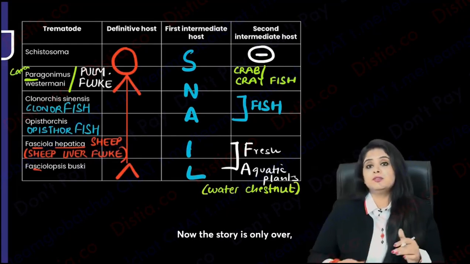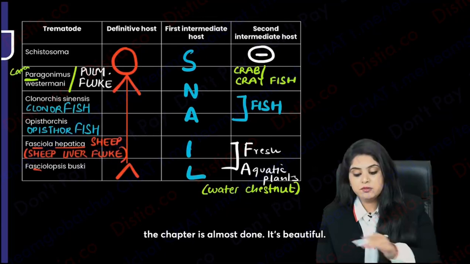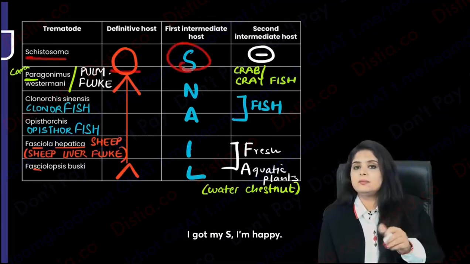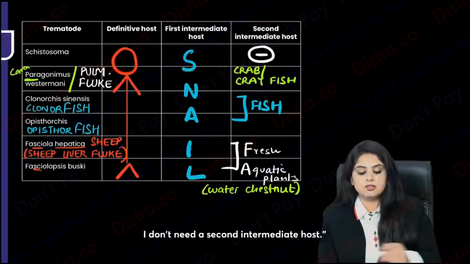Now the story is almost over. The chapter is almost done. It's beautiful. This table is golden, trust me. So Schistosoma says human and snail, I got my S, I'm happy. I don't need a second intermediate host.